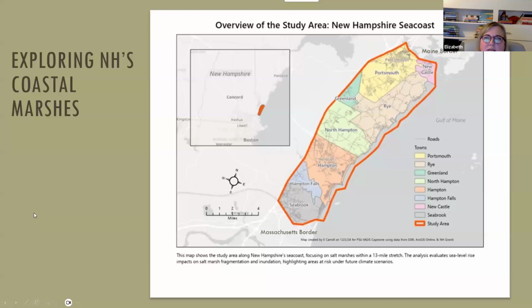So my study area, the New Hampshire seacoast, is only 13 miles on this little inset map. You can see it, and I live in this area. Originally I was thinking, it's just 13 miles, so how bad can that be to really explore this area? And then it's got these 8 towns.